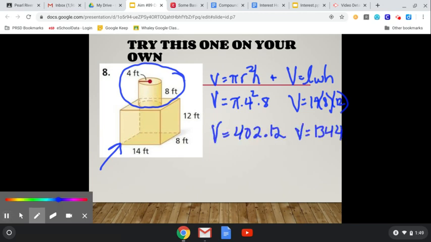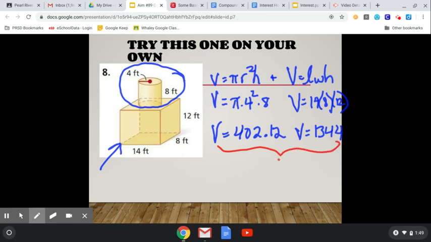Okay, so now you can see that I've just got my calculator. I just did the math on both of those. I found the volume of each. Now that I have the volume of each piece, simply take them and add them together, and I end up with a total volume of 1,746.12 feet cubed. So I'm going to put a little t there for volume of total.